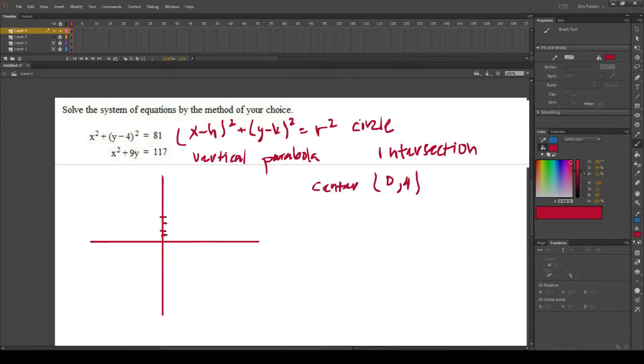So 1, 2, 3, 4. Start right there. Okay, and I have a radius of 9. This number right here, 81, is the radius squared, so the square root of 81 is 9. So I'm going to go out in all directions 9. So 1, 2, 3, 4, 5, 6, 7, 8, 9. Up here, and the same going 9 in each of the other directions, down there. Okay.